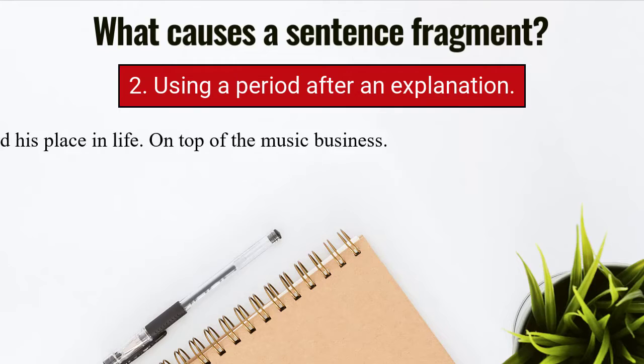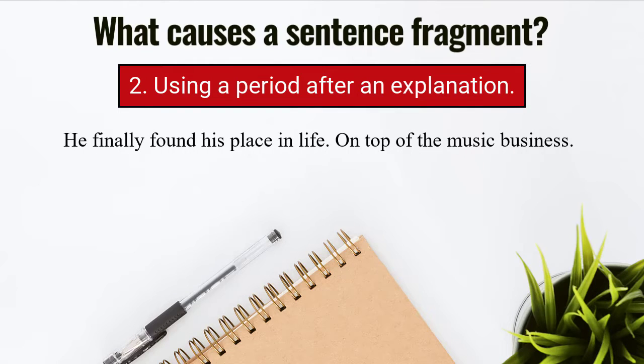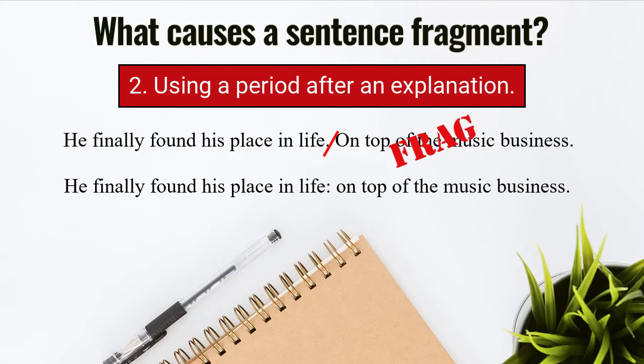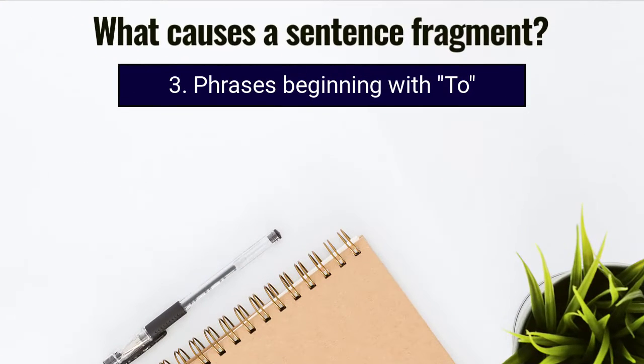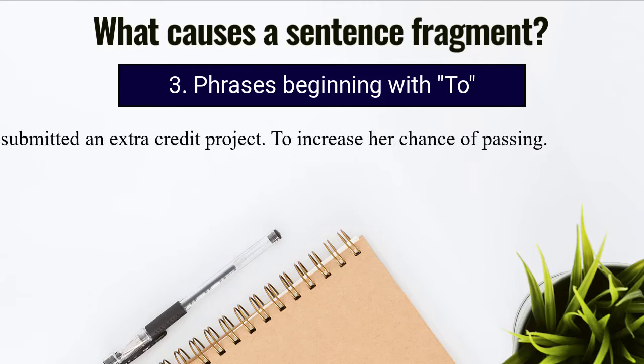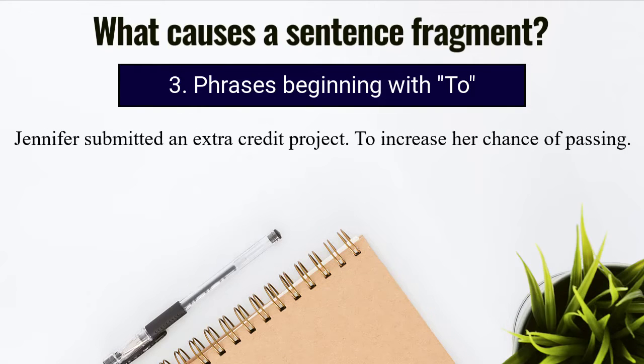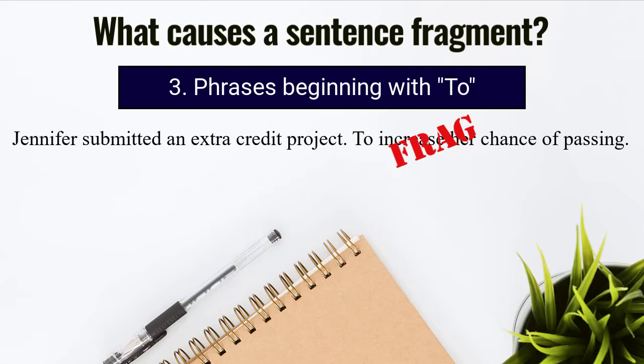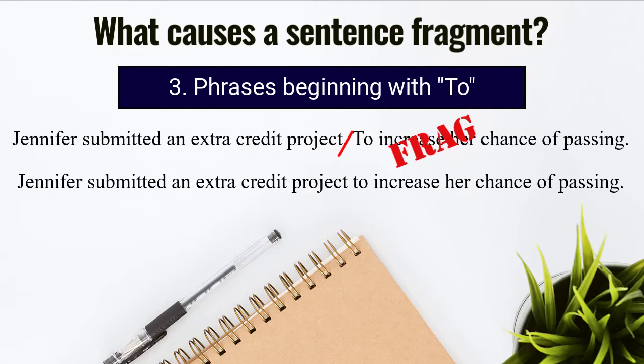Here's a fragment caused by an explanation. He finally found his place in life, on top of the music business. An explanation at the end of a sentence should be attached with a comma or colon, not a period. 2 fragments must also be attached. Jennifer submitted an extra credit project to increase her chance of passing. The second part is a phrase that cannot stand alone as a complete sentence and must be attached.